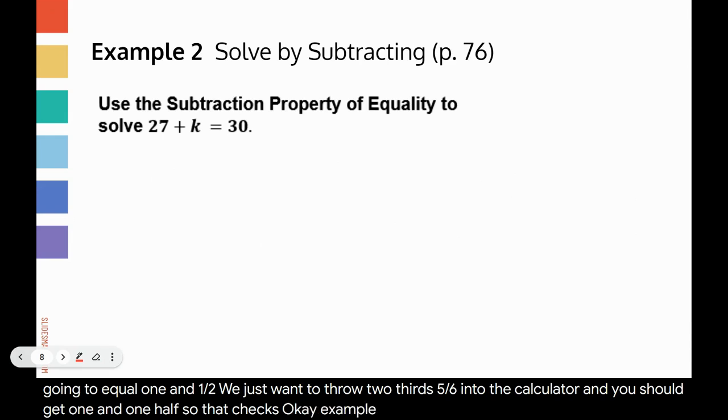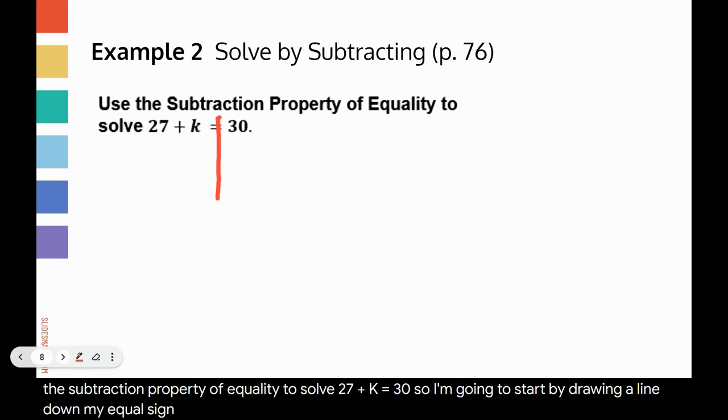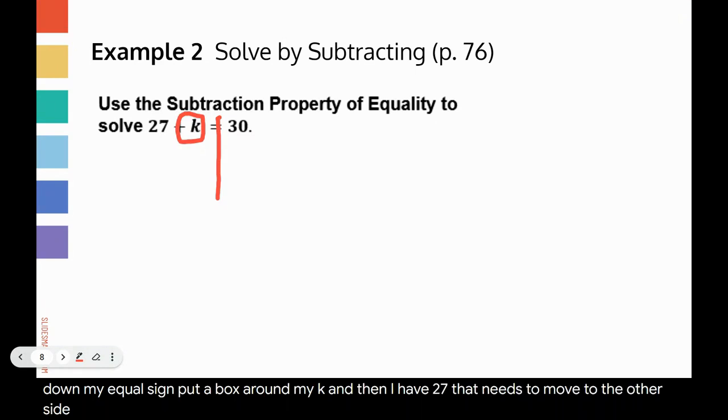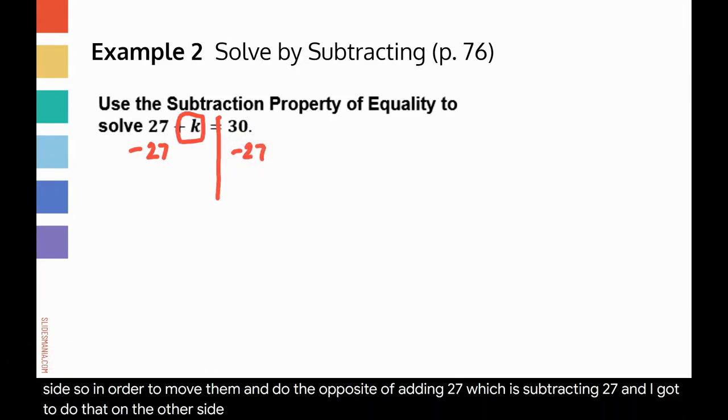Okay, example 2, solve by subtracting. This is on page 76. Use the subtraction property of equality to solve 27 plus k equals 30. So I'm going to start by drawing a line down my equal sign, put a box around my k, and then I have 27 that needs to move to the other side. So in order to move it, I'm going to do the opposite of adding 27, which is subtracting 27. And I've got to do that on the other side of the equation too.